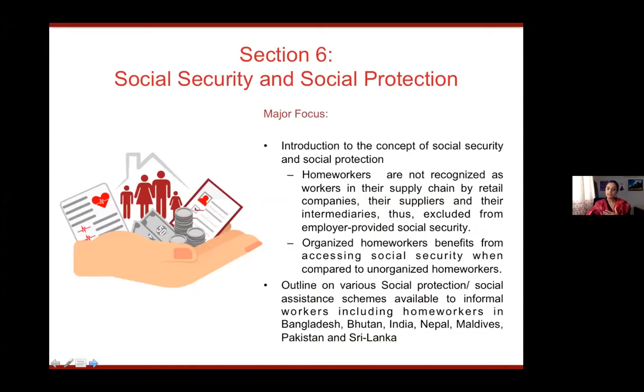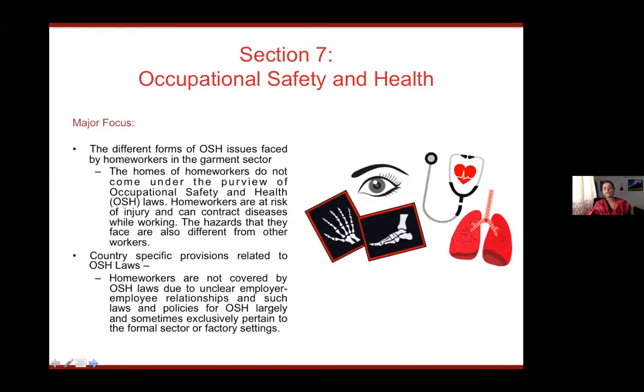The next thing that we've included in the toolkit is the various social protection and assistance schemes available for informal workers, including home workers in Bangladesh, Bhutan, India, Nepal, Maldives, Pakistan, and Sri Lanka. The seventh chapter is about occupational safety and health, the different OSH issues faced by home workers in the garment sector, and the country-specific provisions related to OSH laws.